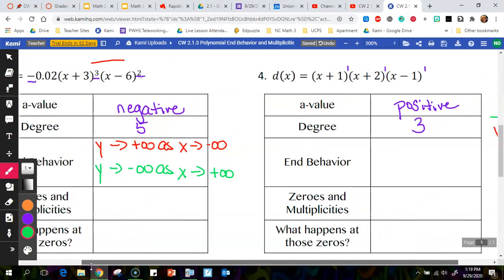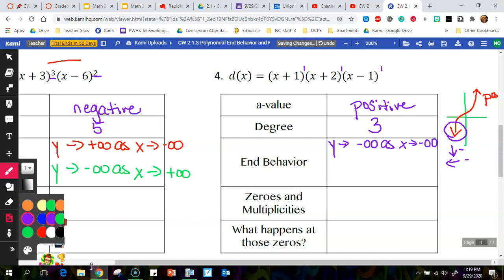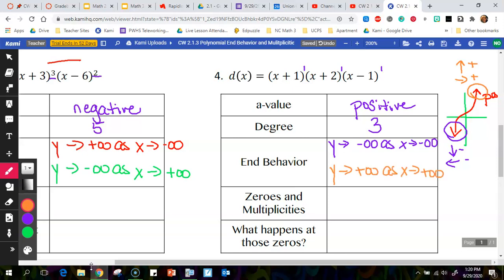All right, let's look at this one. This one's going to be the opposite. So for this one, on the left side, the arrow is moving down and to the left. That is negative, negative. Y approaches negative infinity as x approaches negative infinity. And over here, it's moving up and to the right. It's positive, positive. Y approaches positive infinity as x approaches positive infinity.